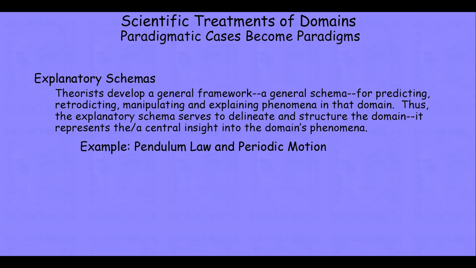Examples of explanatory schemas that emerge during the extrapolation of a paradigm and the restructuring of a domain in our textbook include the pendulum law being used to extrapolate out the domain of periodic motion, and the example of temperature as kinetic energy, which was the explanatory schema that emerged early on in classical thermodynamics.